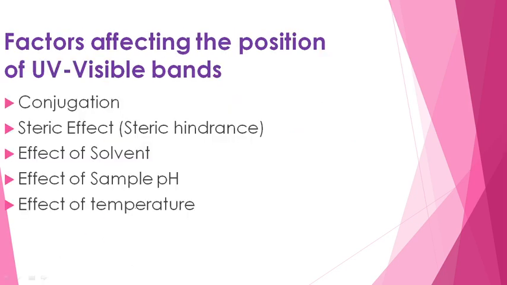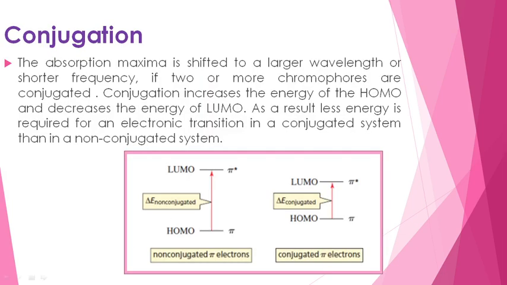The main concept in today's lecture is factors affecting the position of UV visible bands. Here the main factors are conjugation and steric effect, effect of solvent, effect of sample pH, and the last one is effect of temperature on the shifting of position of UV visible bands. Now let us discuss one by one in detail.